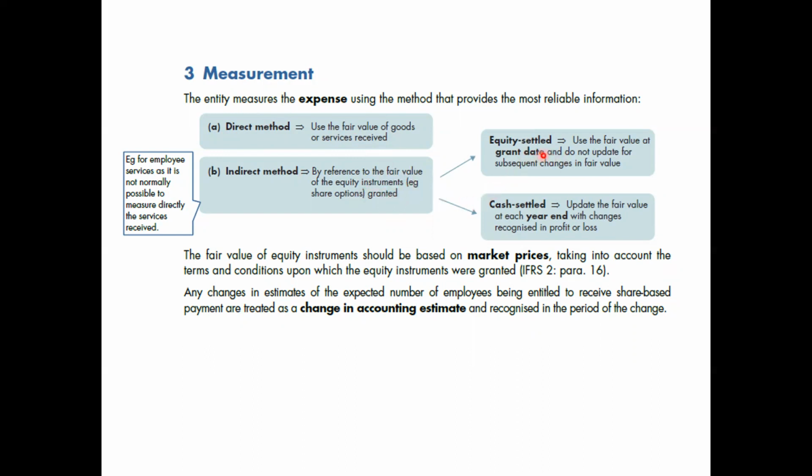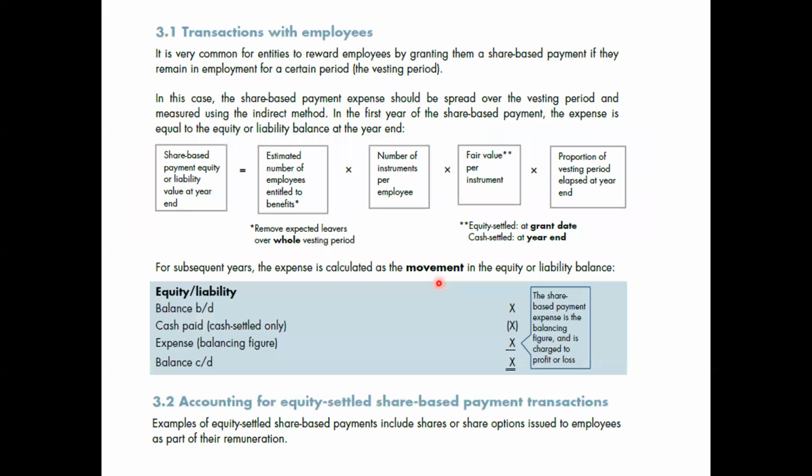If it's equity settled, we will use the fair value at grant date, and we will not update it subsequently for fair value. On the other hand, if it's cash settled, we will update it for the fair value at the end of each year. So make sure you understand the difference between those two types of share-based payments. We also need to know how to account for transactions with employees. So make sure you know how to account for transactions with employees.